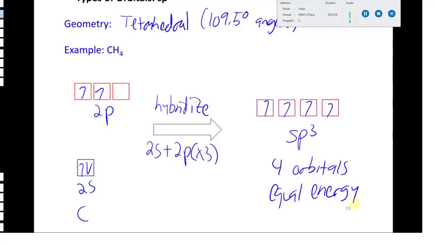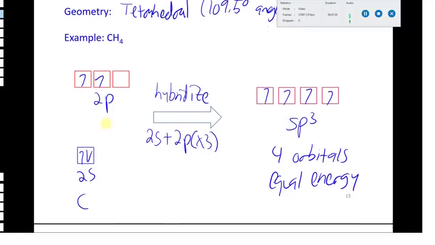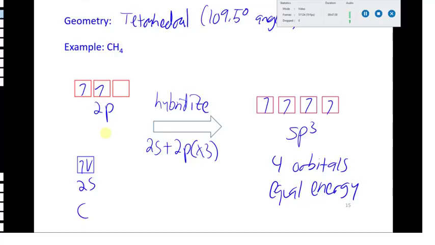Again, there's a lot more math behind it that we're not going into, of how these orbital wave functions combine with each other to make new wave functions that have different properties from the original. But hopefully this gives you an idea of what the process is. It's taking atomic orbitals in the central atom and blending them together to make new orbitals that are now involved in forming the bond.